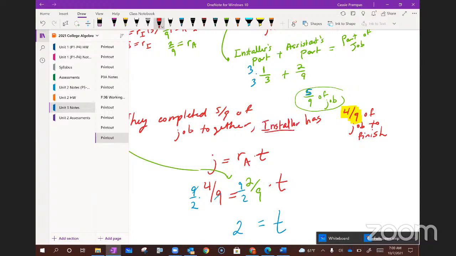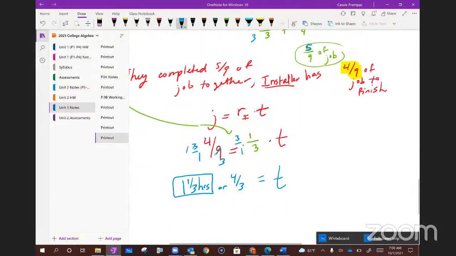So the installer has to finish, which means we actually need to use the rate of the installer, which is not 2/9. He's faster. It takes him 1/3. He can do 1/3 of the job per hour. Now I can multiply by 3/1. And now the 3 cancels and we have 4/3 or 1 1/3. So it's 1 1/3 hours. Sorry for the mistake on that one, guys.